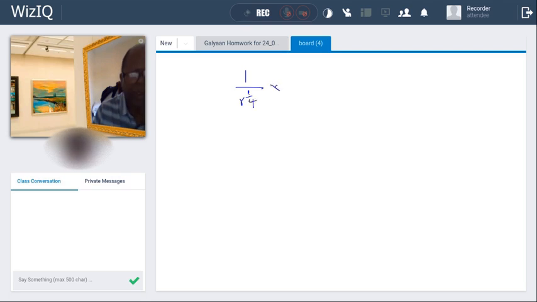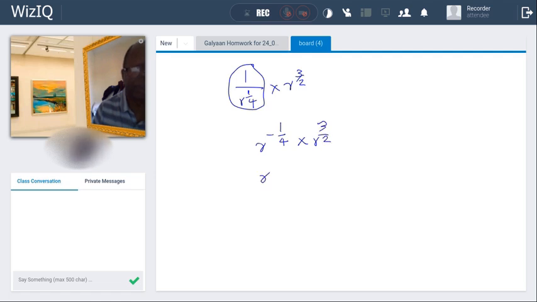And then you're going to multiply by R to power 3 over 2, is it? Yeah. Okay. So we need to work this first. If we work this out, it's going to be R to power minus 1/4. And then we are multiplying by R to power 3 over 2. Therefore, this is going to be R to power 3 over 2 minus 1/4. So this is going to be R to power 6 over 4 minus 1/4, which gives us R to power 5 over 4. That's the answer.